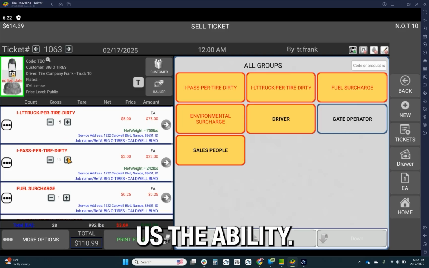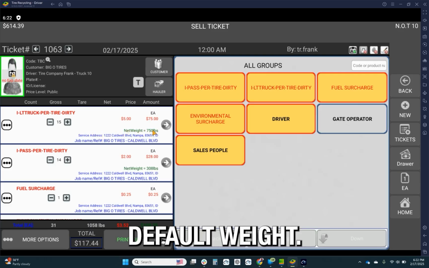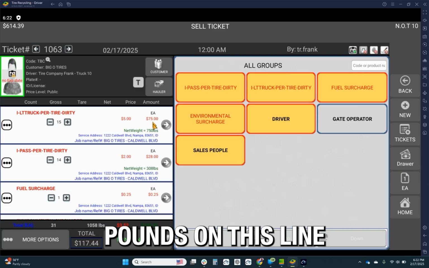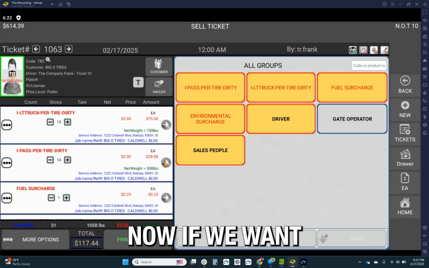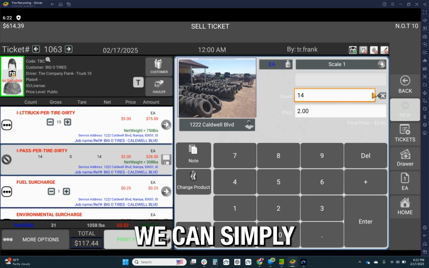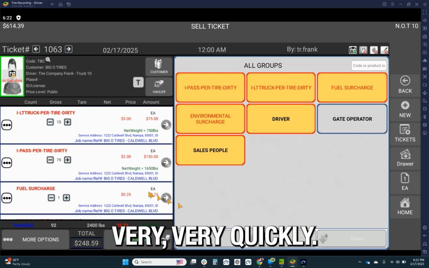So this gives us the ability. Now, one of the things I want to highlight at this point is every tire has a known default weight. So we have 750 pounds on this line item. We have 308 pounds on this line item. Now, if we want to do a bulk add, we can simply go like this and say we've got 75 of these tires. So it can be done very, very quickly.